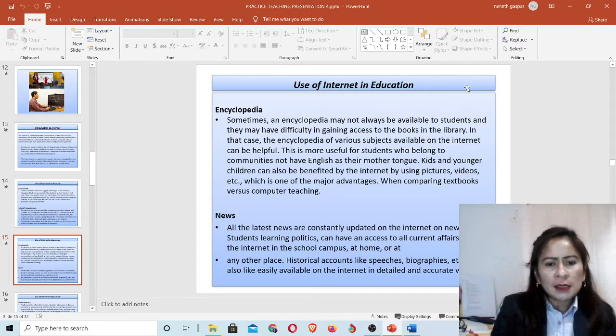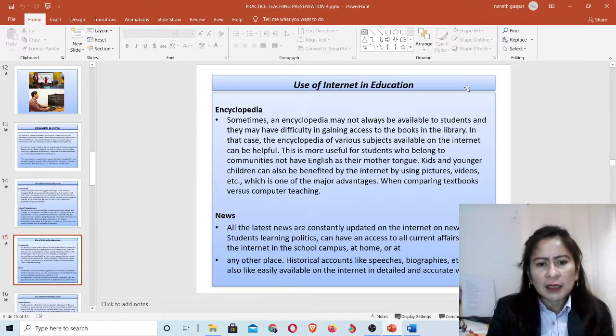News. All the latest news is constantly updated on the Internet on news sites. Students learning politics can have access to all current affairs through the Internet in the school campus, at home, or at any other place. Historical accounts like speeches and biographies are also easily available on the Internet in detailed and accurate versions.